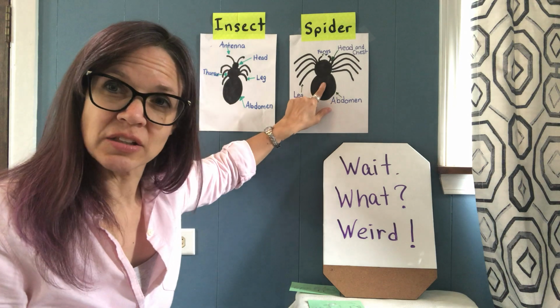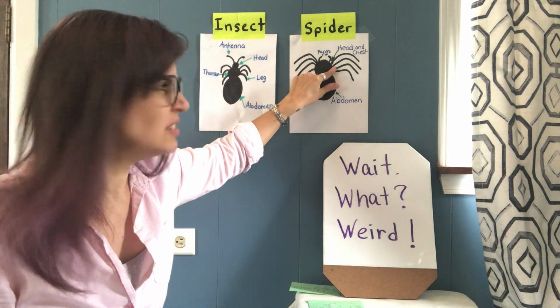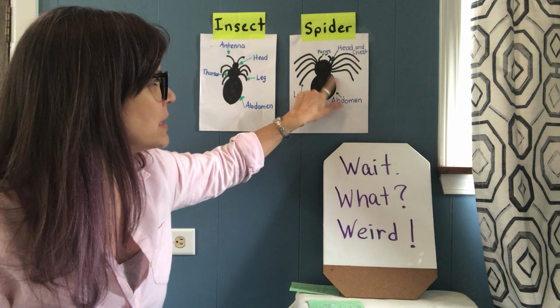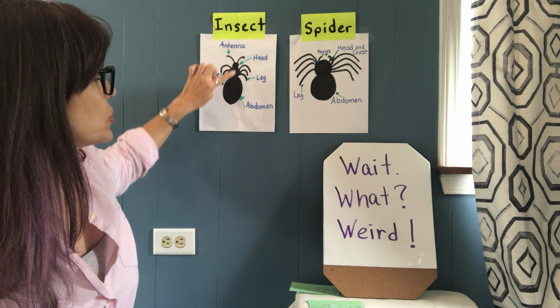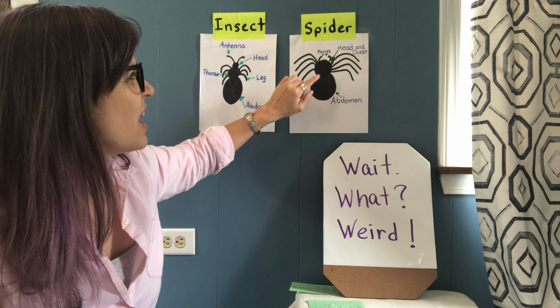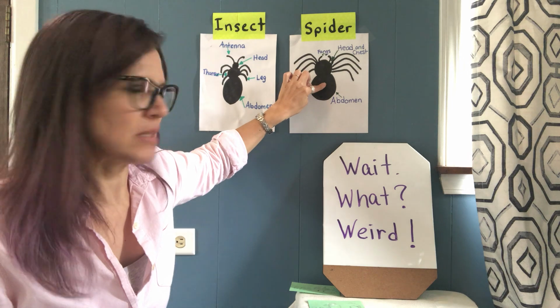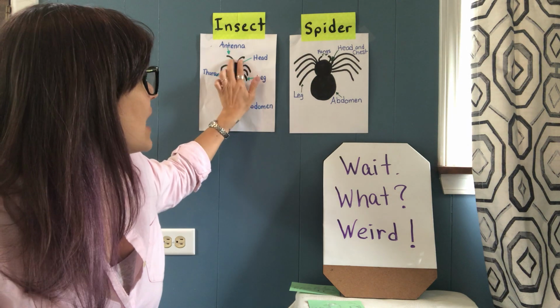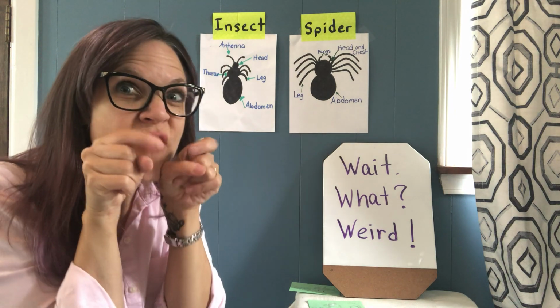Let's look at our spider. Our spider has a head and chest area. It has an abdomen. So let's look. Our insect had 1, 2, 3. Our spider has 1, 2 body segments. It doesn't have any antennae. These are fangs.